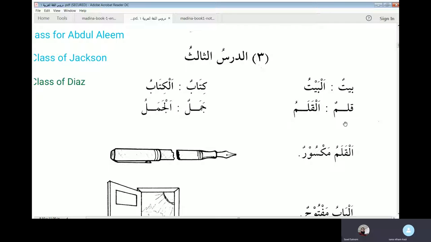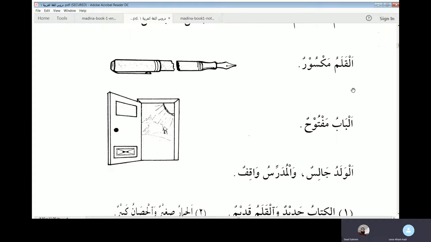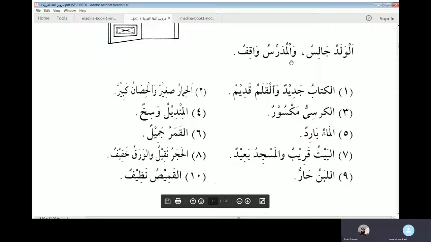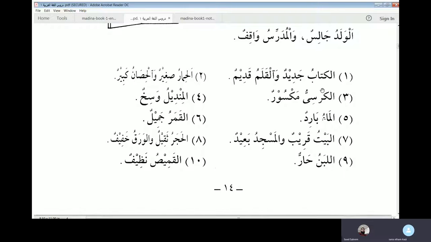Al-kitab, the book. Qalam, pen. A pen. Al-qalam, the pen. Jamal, a camel. Al-jamal, the camel. Al-qalamu maksur, the pen is broken. Al-babu maftuh, the door is open. Al-waladu jalis, the boy is sitting. Wal-mudarrisu waqif, and the teacher is standing. Al-kitabu jadid wal-qalamu qadim, so the book is new and the pen is old. Al-himaru saghir wal-hisanu kabir, the donkey is small and the horse is big.